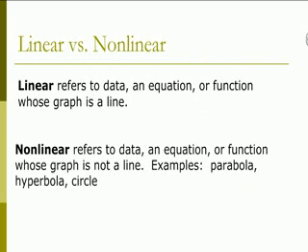Alright, now functions can be linear or nonlinear. And a linear function refers to data or a function whose graph is a line. So when we were graphing equations in the previous lessons, it was just a straight line. That means it's linear. That means that the data goes up in equal amounts. So to be linear, the data has to go up in equal amounts. So when you count by twos, 2, 4, 6, 8, 10, that's a linear function. If you count by fives, 5, 10, 15, 20, that's linear because every number is going up by equal amounts.